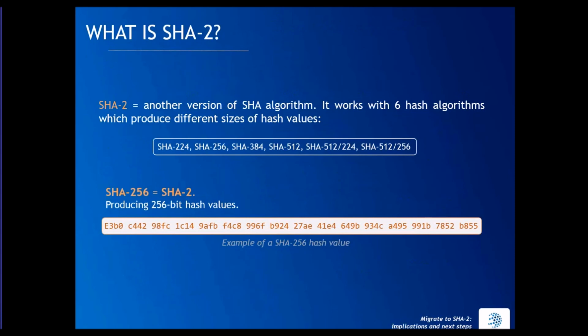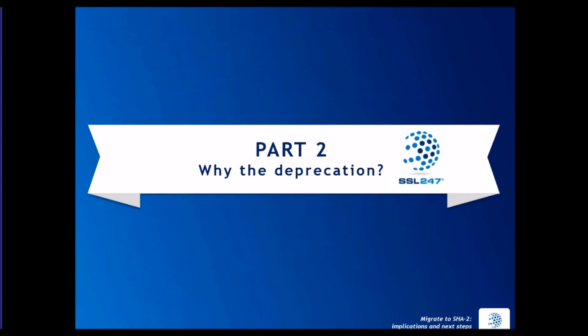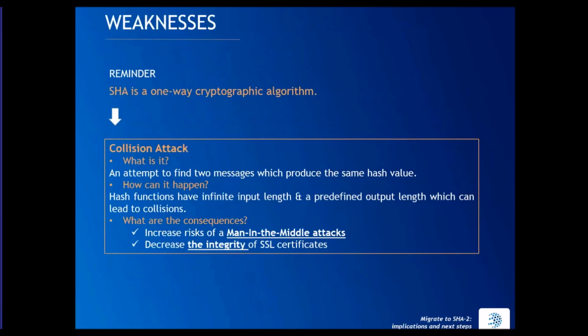So to sum up the first part, part 1: now that we know what SHA is, and why it's essential to our certificates to provide the integrity and the authenticity on those messages and the credibility to your SSL certificates, we're going to see the critical deadlines to keep in mind switching over to SHA-2. So now we're going to be talking a little bit about why the deprecation, and I think this is one of the most important aspects of this webinar.